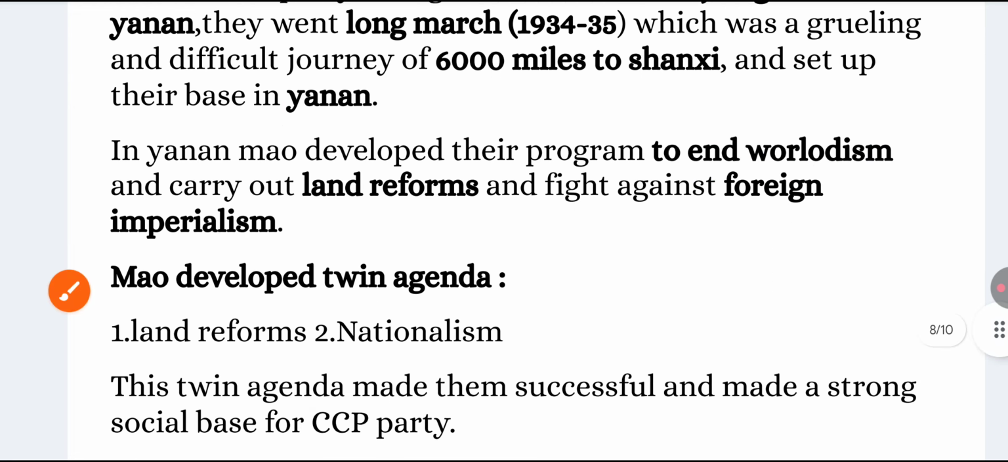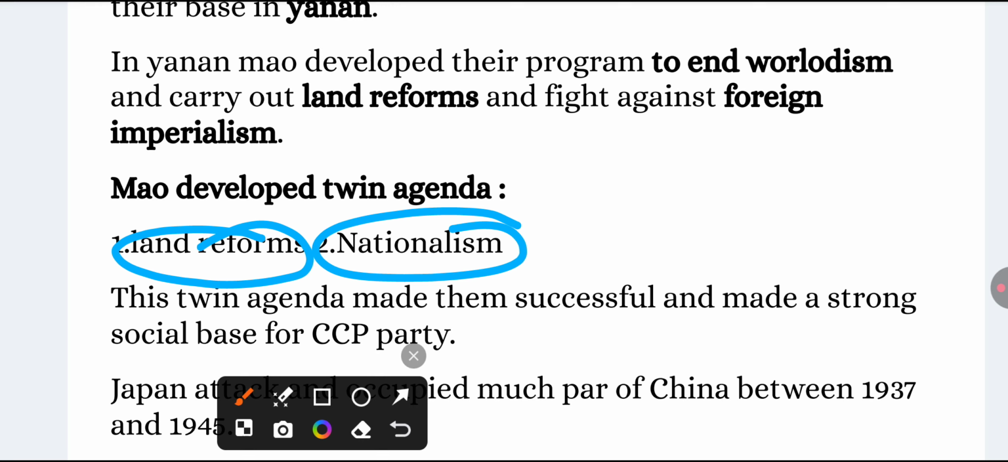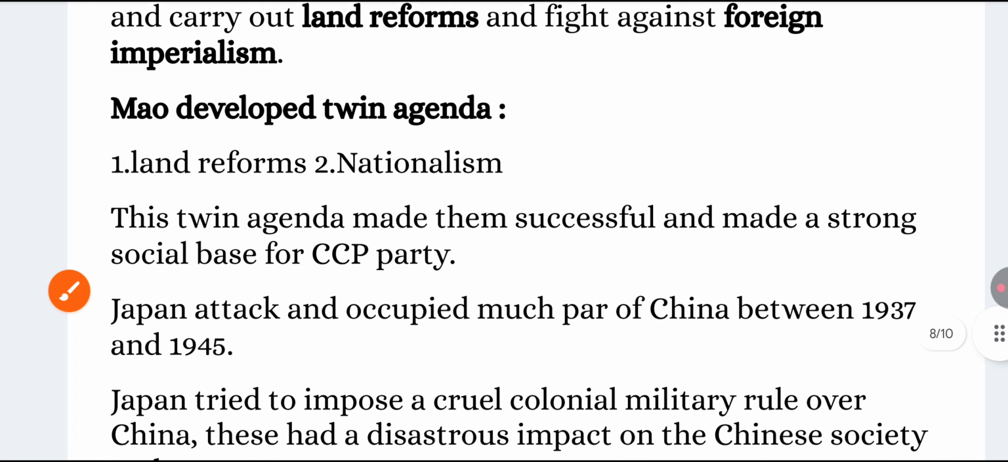Mao developed a twin agenda. The twin agenda includes land reforms and nationalism. What is the agenda of Mao Zedong? Land reforms and nationalism. By this twin agenda, the Mao Zedong party, the CCP, emerged as a strong and successful party in China. So now we are discussing Japan.